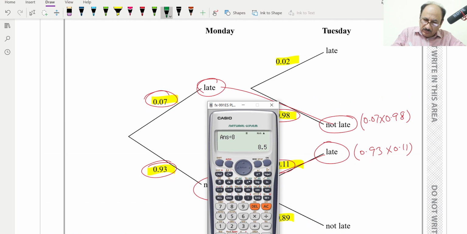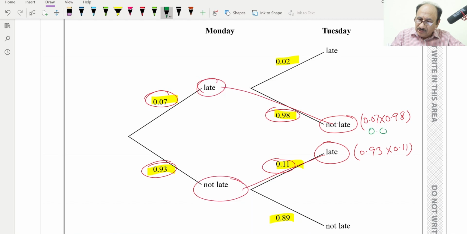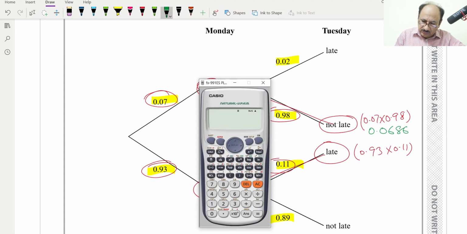So we can multiply and write over here 0.07 multiplied by 0.98, which is equal to 0.0686. So 0.0686 will be the calculation for the first part, and for the second section 0.93 will be multiplied by 0.11, and this is equal to 0.1023.